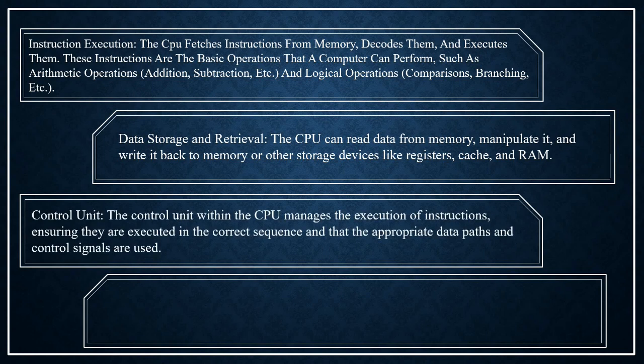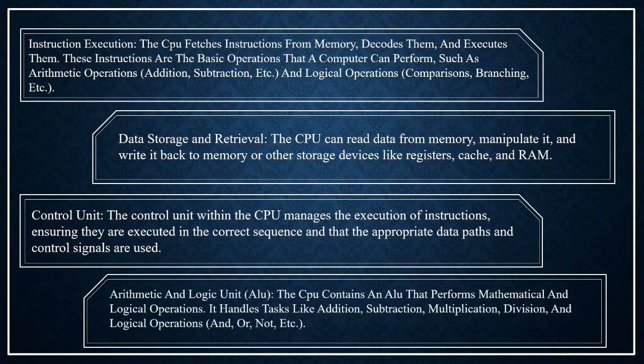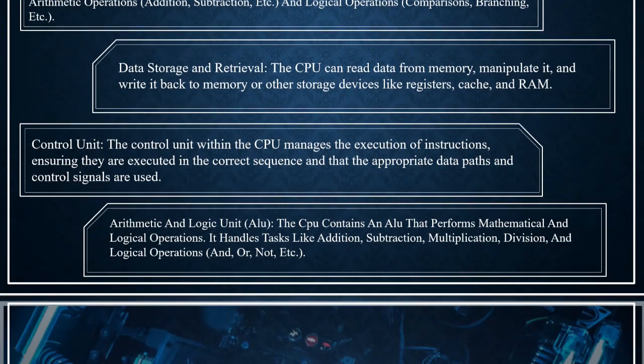Control unit. The control unit within the CPU manages the execution of instructions, ensuring they are executed in the correct sequence and that the appropriate data paths and control signals are used. Arithmetic and logical unit, also known as ALU. The CPU contains an ALU that performs mathematical and logical operations. It handles tasks like addition, subtraction, multiplication, division, and logical operations like AND, OR, NOT, etc.